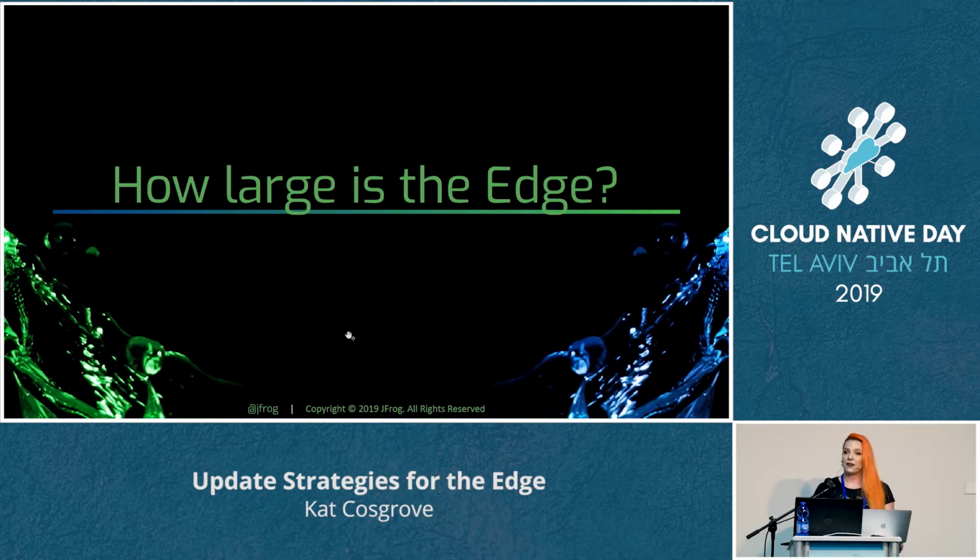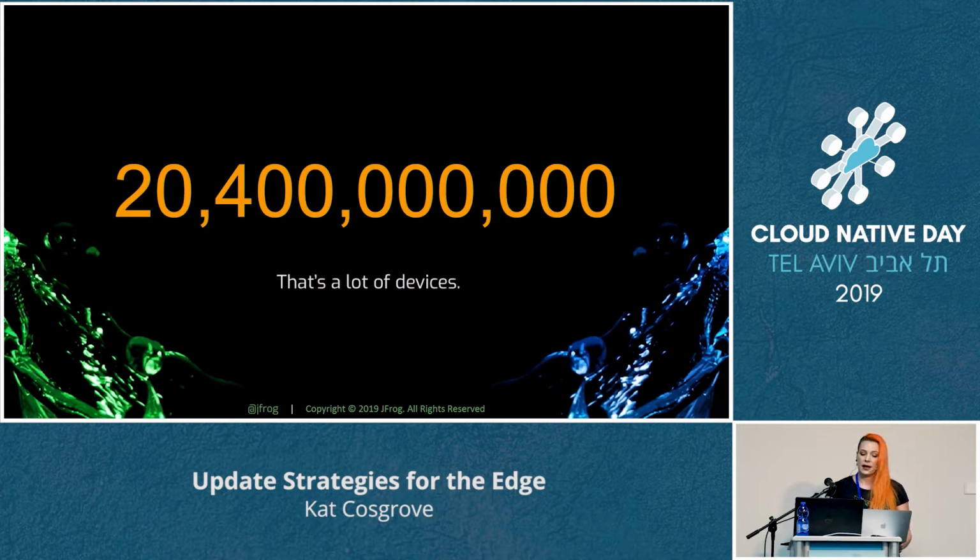So we need a little bit of context here. How big is the edge? It's pretty big. Counting both dumb sensor edge devices and smarter devices like gateways or what you would hear in consumer media referred to as IoT devices, it's about 20.4 billion devices. That's nuts. That's a lot of devices. Think about how many people are on the planet. We're at like, what, 8 billion now? So we're radically outnumbered by these devices.